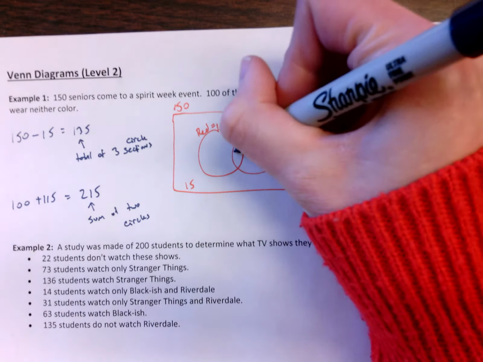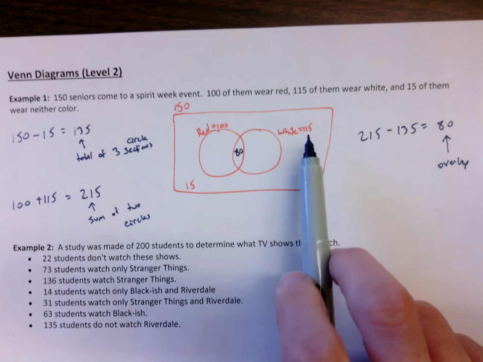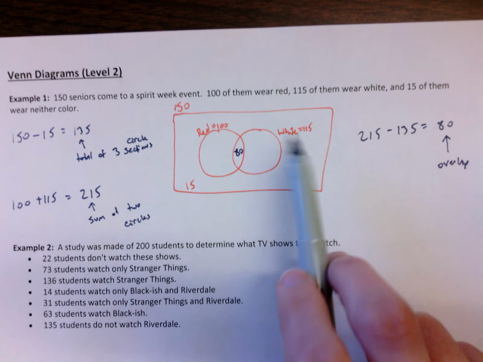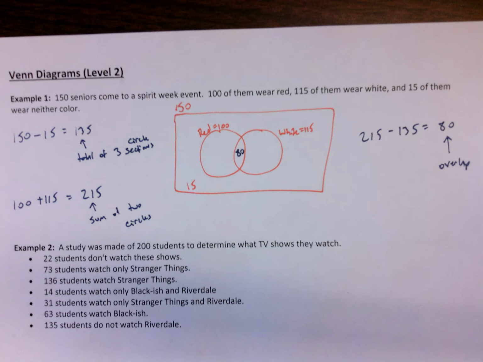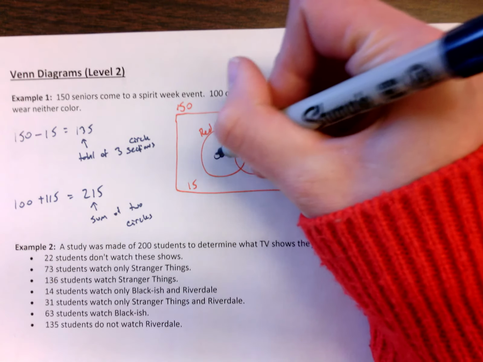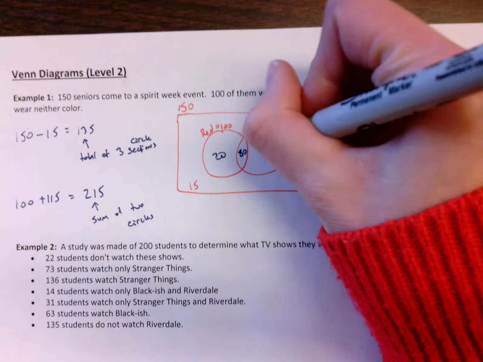So that number is going to go here. Because when I add these two numbers, the 100 and the 115 together, it's adding these 80 people. They're being counted in both groups, so they're getting double counted. And then from there, I can figure these numbers out. If that's 100 people total, there's 20, right? If this is 115 people total, that would be 35.